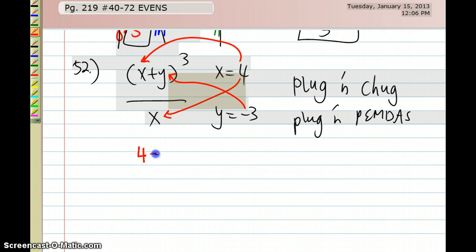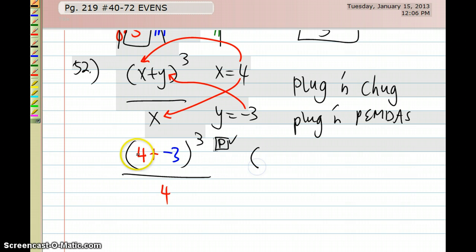So I have 4 plus negative 3 in parentheses to the third power over 4. I follow PEMDAS. Do the P first. So I check that. I do negative 3 plus 4, which is positive 1, to the third power over 4. Then I do the exponents, E, so I'm following PEMDAS.